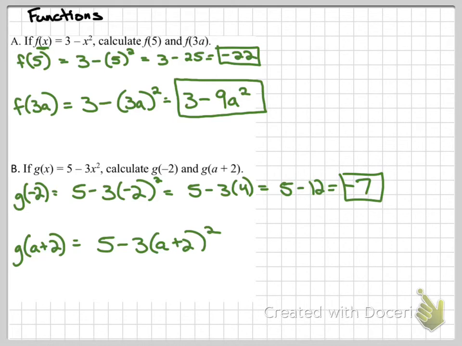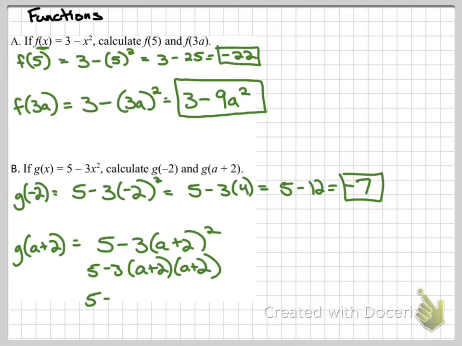Remember, I talked about how you cannot distribute a square when there's a plus sign. What do you need to do? You need to write it out as 5 minus 3 times (a plus 2) times (a plus 2). So maybe you need to draw yourself a little area diagram. I'm not going to, I don't need to, plus I'm running out of space.